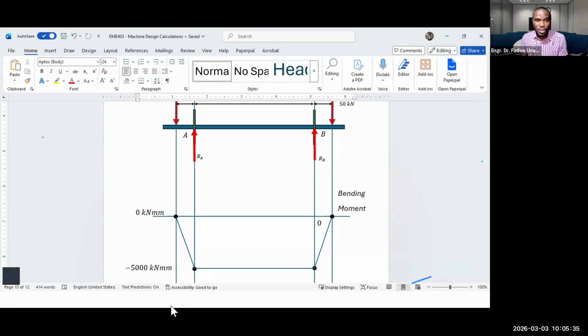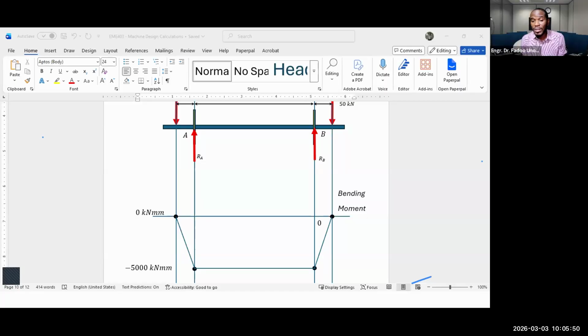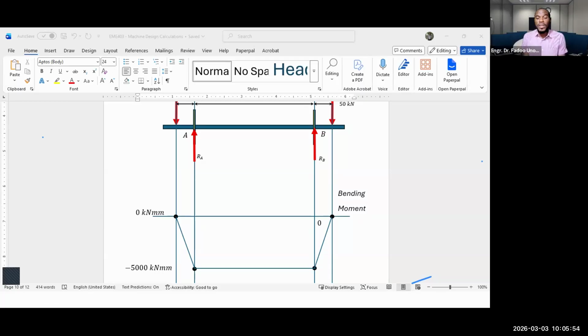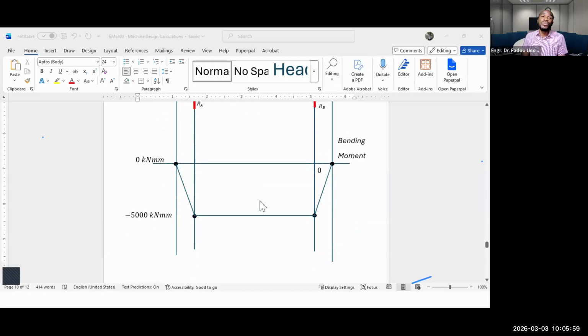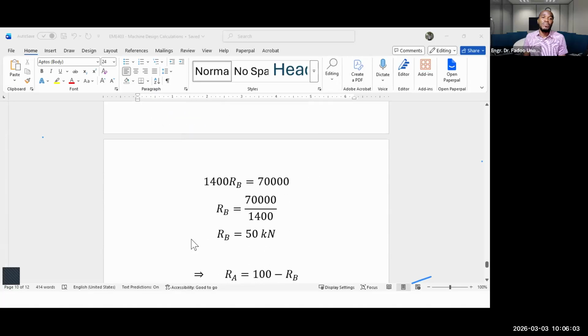That's the question. So what's the answer? What's the maximum bending moment acting in that shaft? 5,000 kilonewton millimeter. Millimeter. Thank you very much. Okay, that's the value. So we now know that so far as this shaft is concerned, we've done the bending moment diagram.